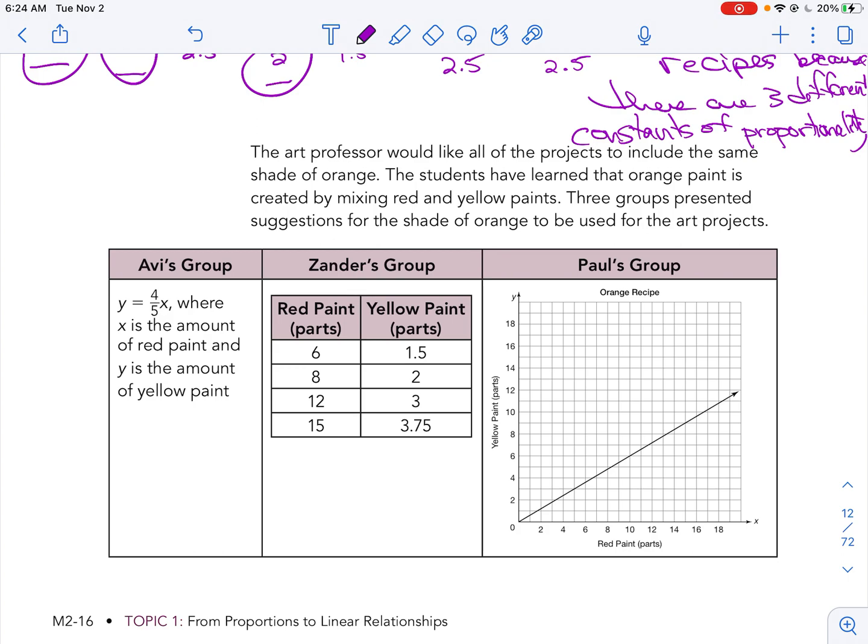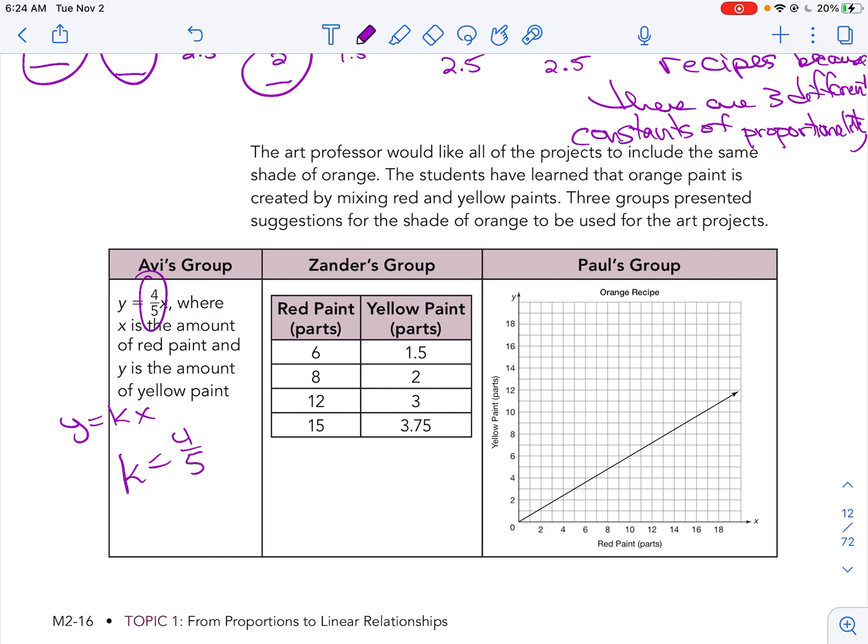Now, the art professor would like all the projects to include the same shade of orange. The students have learned that orange paint is created by mixing red and yellow paints. 3 groups presented suggestions on the shade of orange to be used for their art project. So, the constant of proportionality here is the number, remember y equals kx. The constant of proportionality here is 4/5.